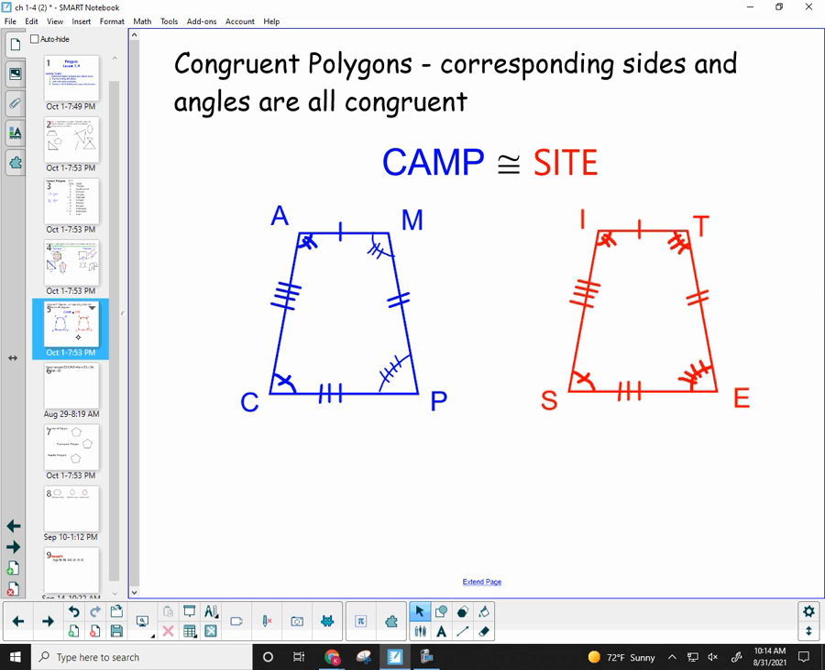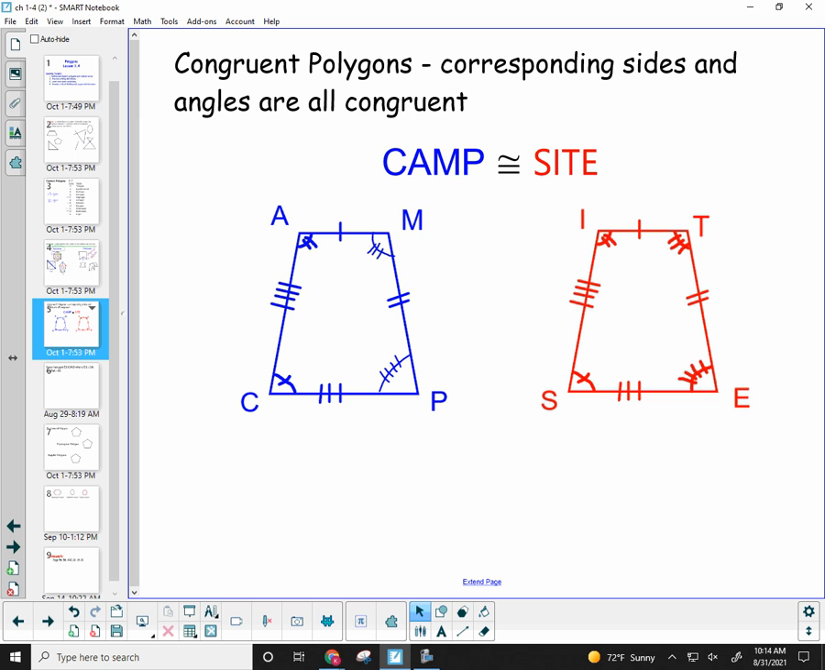They are called corresponding sides because they match up. Same thing with angles. Angle A has 2 tick marks, angle I has 2 tick marks. They're considered corresponding angles because they both have 2 tick marks. Okay, that's what the word corresponding means.